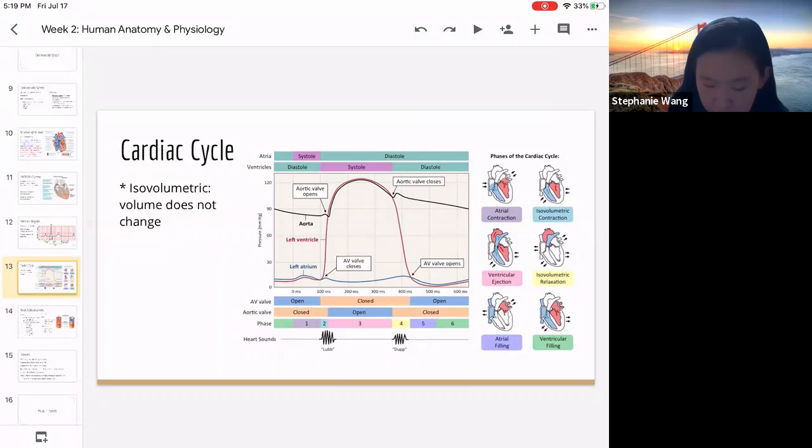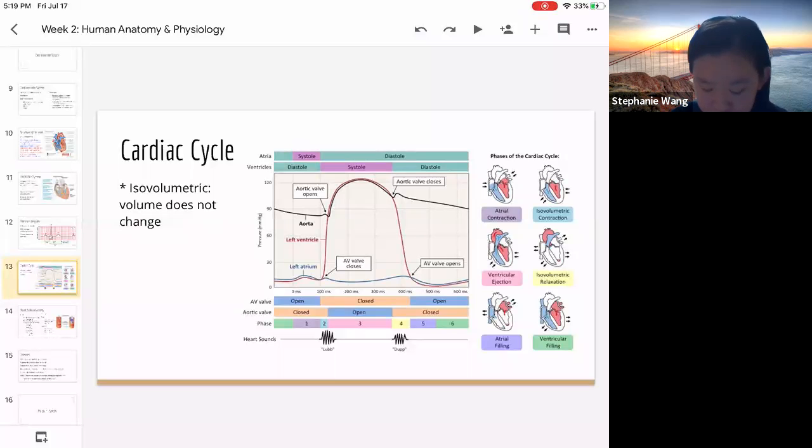So you can see this blue line represents the pressure of the left atrium. The red line represents the pressure of the left ventricle, and the black line represents the pressure of the aorta. So at the beginning of a heartbeat, the blood flows into the atrium. So that's why there's a little bit of a bump on the blue line. That's because it's opening and it's having more pressure because of the blood.